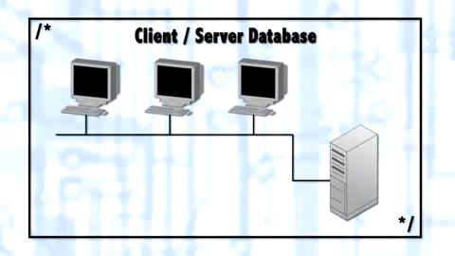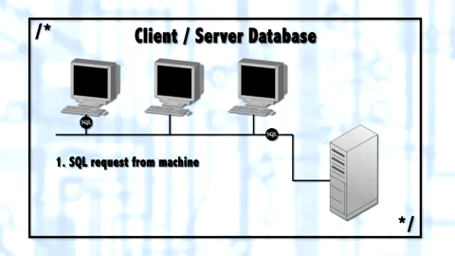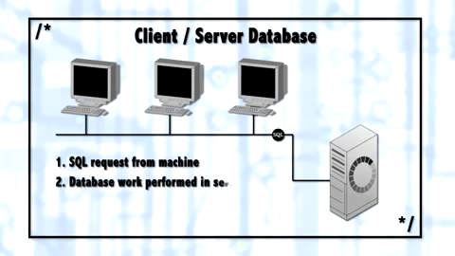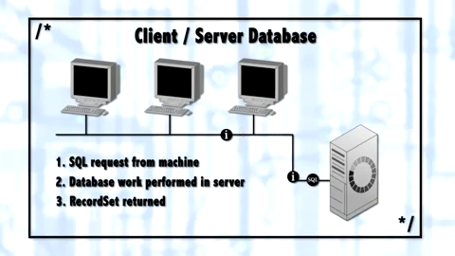So what happens is the client process, whether that's a front-end client or Access or .NET or a web service, will make a request to the database. The database then processes all of the requests inside of the database engine and returns only the record set. That's what makes SQL Server a client-server database.